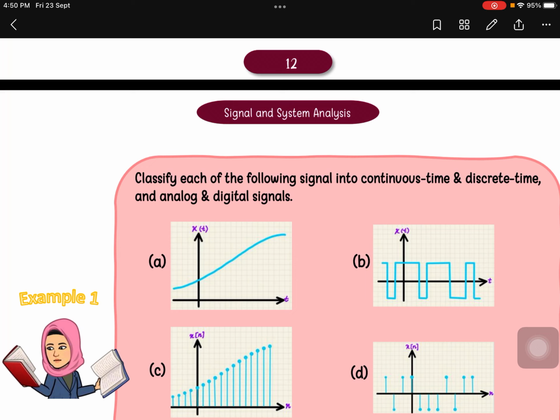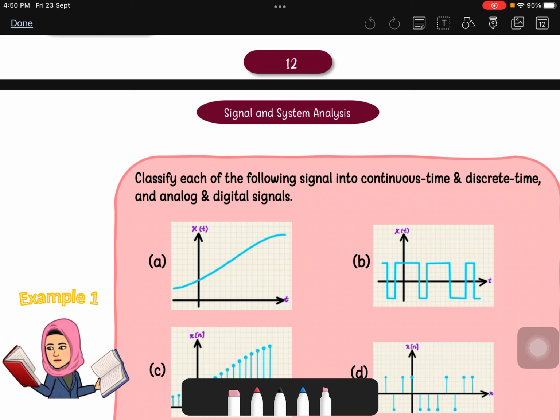So in this video, I'm going to show you the solution to example 1 of chapter 1 of our course, which is introduction to signal and system. In this example, the question said, classify each of the following signals into continuous time and discrete time, as well as analog and digital signals.